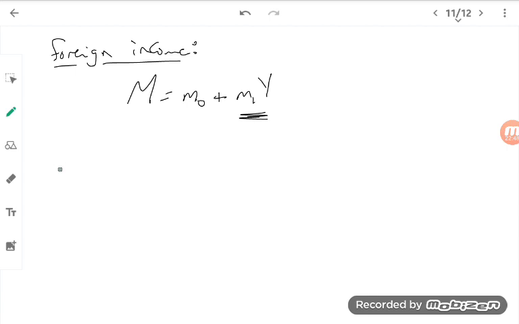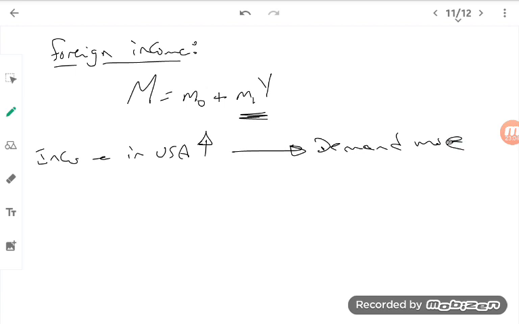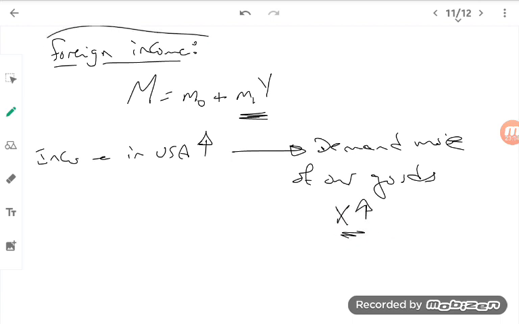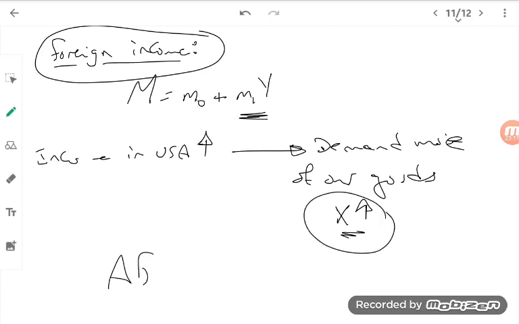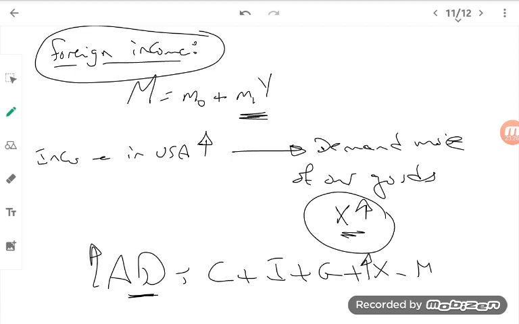So this means if income in USA increases, they are going to demand more of our goods. So exports of Egypt is going to increase. So foreign income is going to affect export in aggregate demand function. And the aggregate demand is going to increase. So if the factor is going to increase, aggregate demand curve will shift to the right and vice versa.